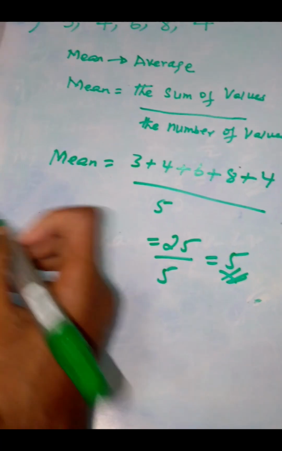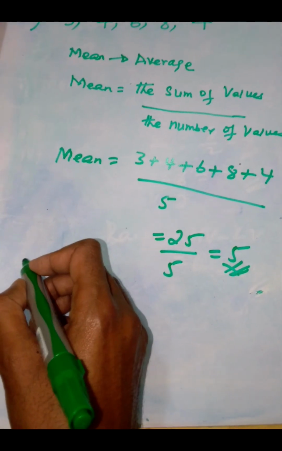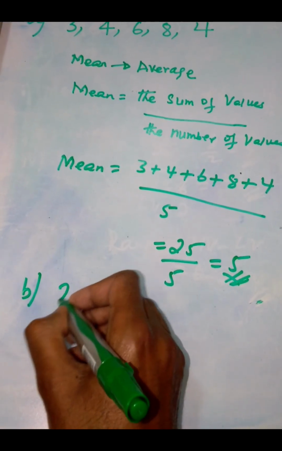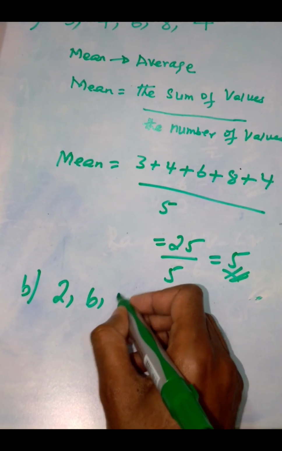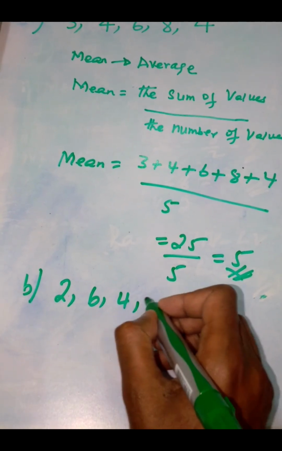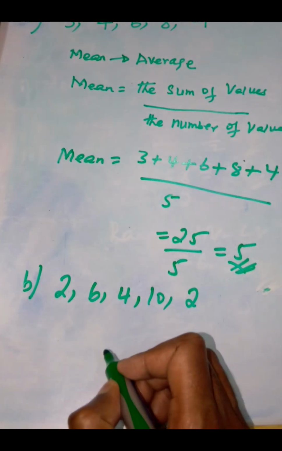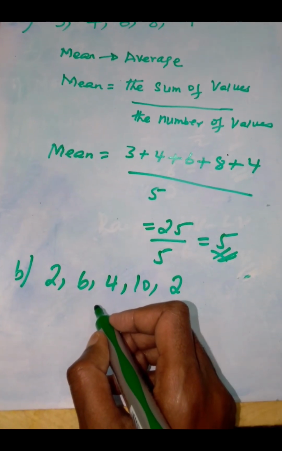Let me add one more example, a related example for you to try. Example B: 2, 6, 4, 10, 2. Now we are asked to find the mean. Yeah, we follow the same procedure.